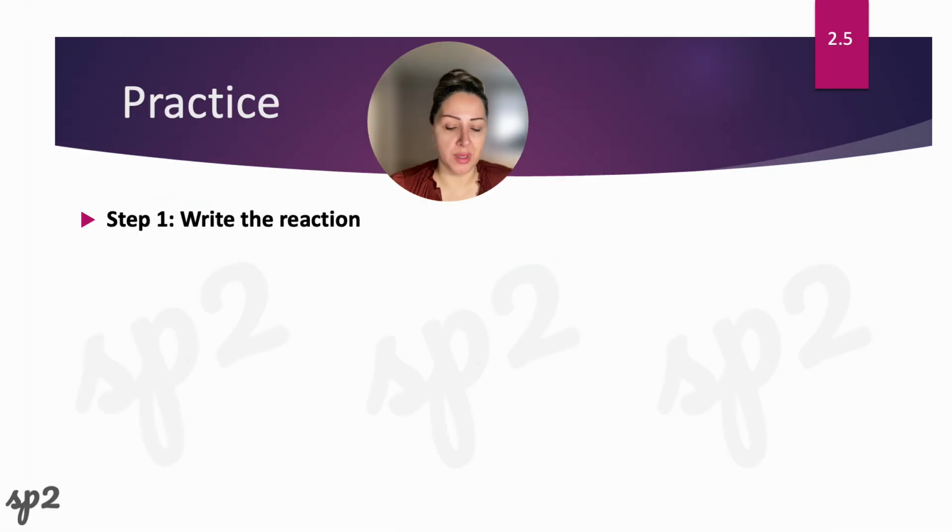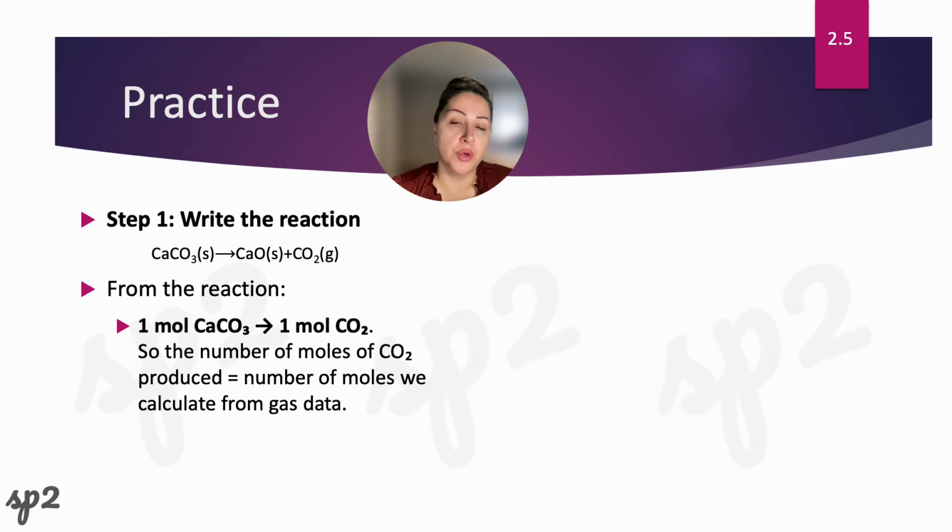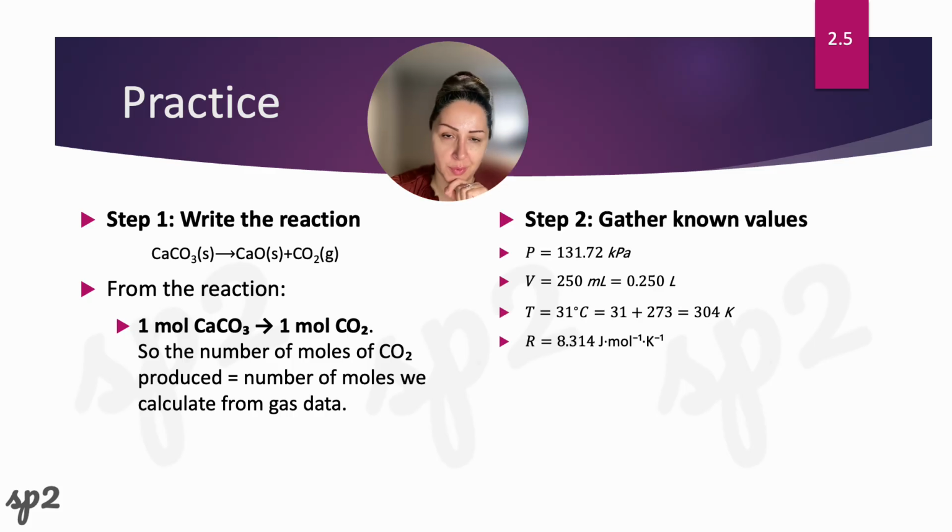Step number 1 is writing the reaction. Calcium carbonate produces calcium oxide and carbon dioxide. This reaction is already balanced, but you want to make sure you're double checking the balancing of the reaction, and it is balanced, so we're good. According to the stoichiometric coefficients, if you have 1 mole of calcium carbonate, it is going to produce 1 mole of carbon dioxide. So we have a 1-to-1 ratio here.